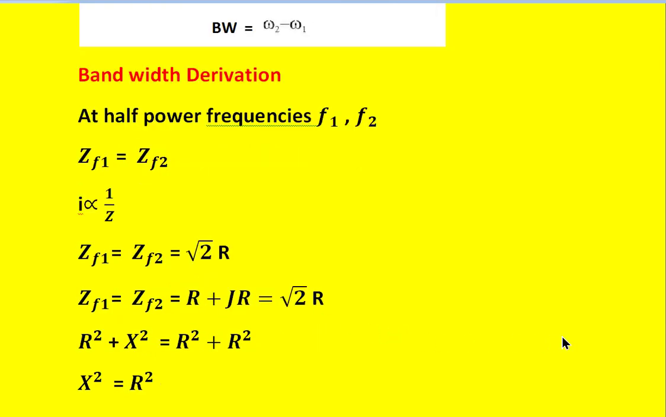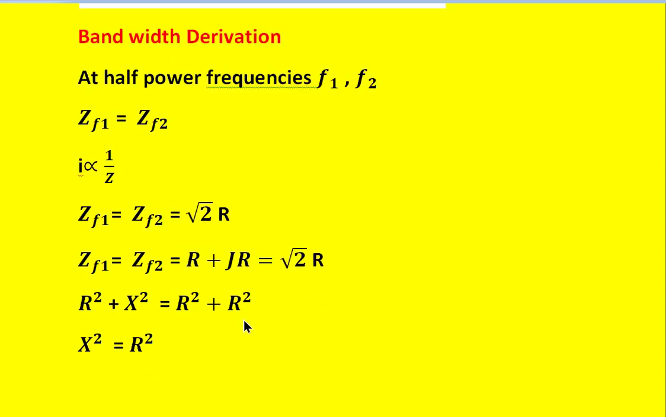So when we take the magnitude, we get root 2 into R. Then we can also write like this by squaring the right hand side and left hand side. Then we get R square plus X square is equal to R square plus R square. This Z consists of both R and X. So from this we can write X square is equal to R square. So from this we can write X as plus or minus R.